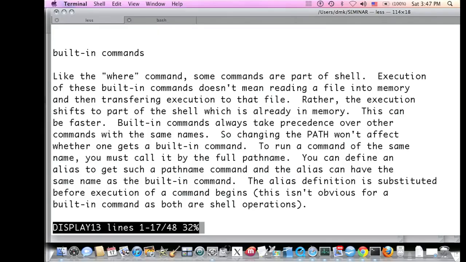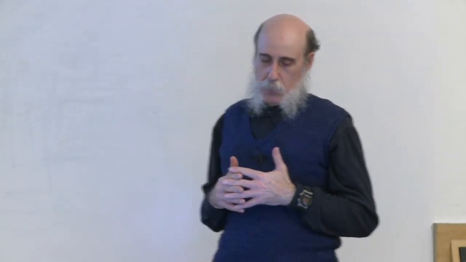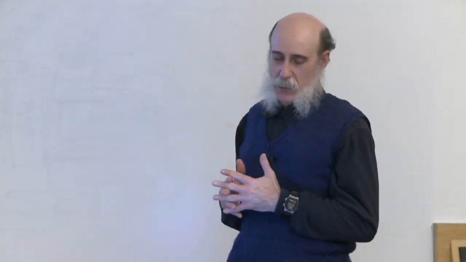With a built-in command, the code for that command is inside the shell, so the shell just starts executing part of its own code. Where is such a command. It executes faster. It doesn't have to read anything into memory. It's already in memory. Built-in commands always take preference over commands with the same name. Commands that are in directories in the path may have the same name, files in different directories. The one that occurs earlier in the path is the one you'll get. If there's a built-in command, you always get it. There's no way to give it a lower precedence than a command in the path.